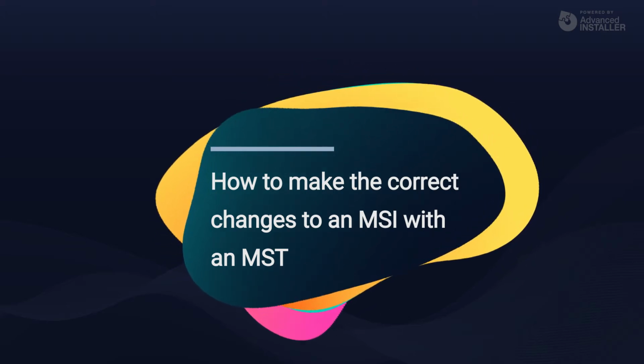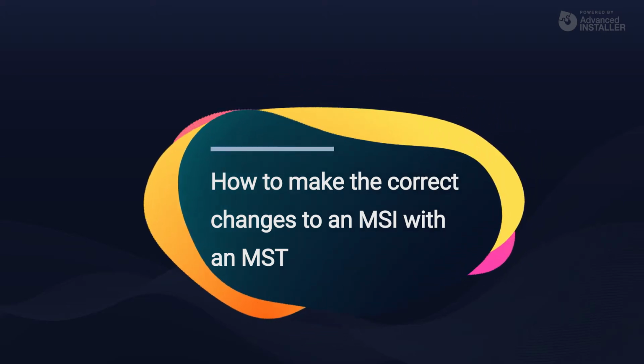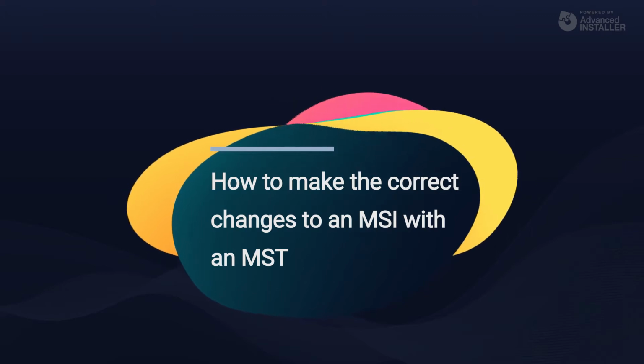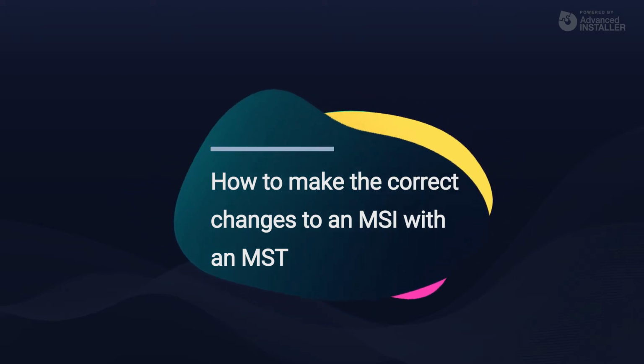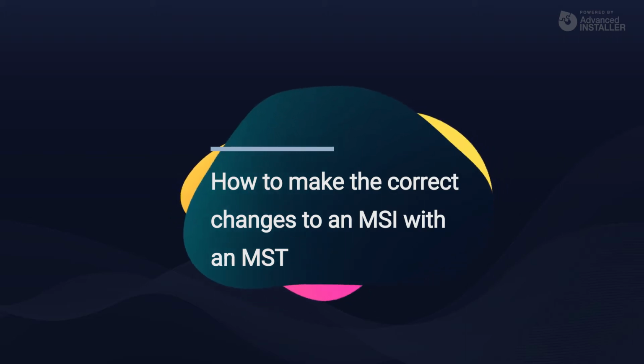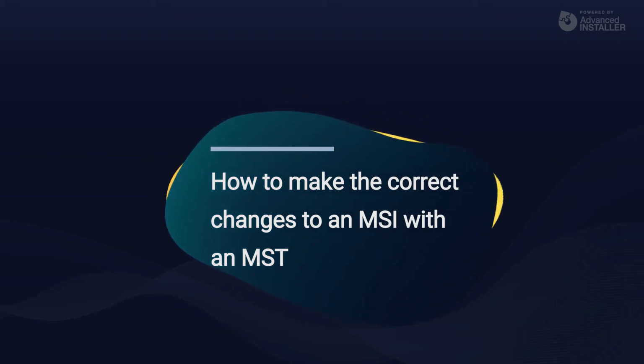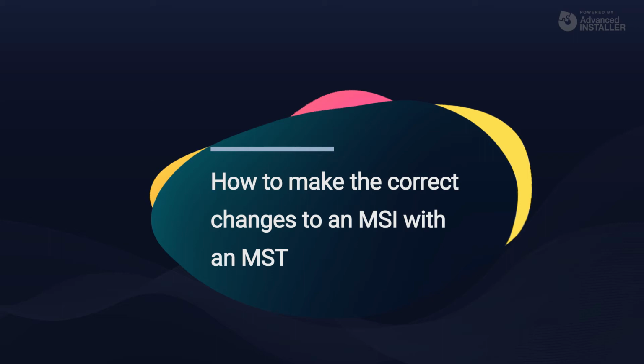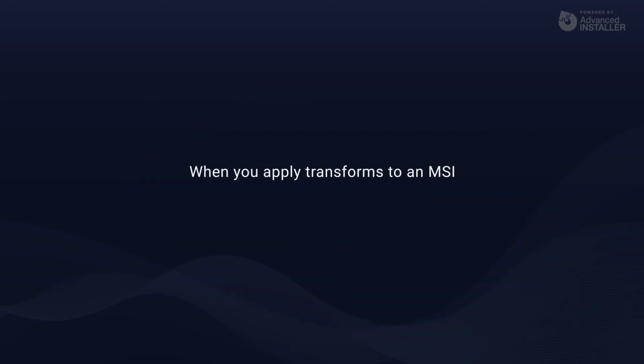So let's assume you have an MSI from a large vendor with a lot of features and components. You apply a transform to it based on the specifications, which changes the features and components. For example, you remove certain features. So far, everything is going well, but how do you know whether everything is properly installed? How do you know if you've chosen the proper features and components to install?